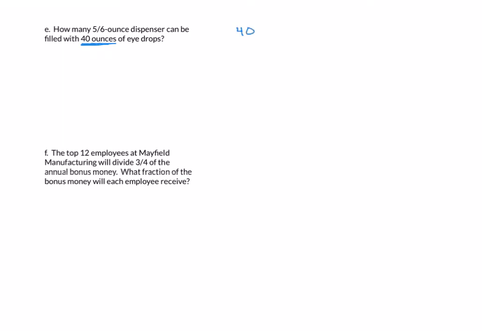I want my total first, so I'm going to do 40 divided by 5/6. So as this is a division problem, the first thing we're going to do is copy dot flip. 40 and 5 are both divisible by 5. We get 8 and 1. And if we multiply straight across, we get 48 over 1, or 48 dispensers.